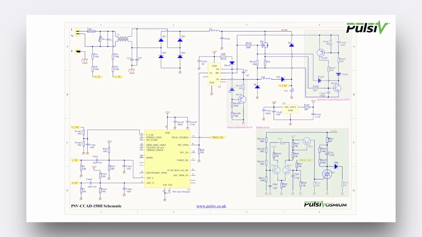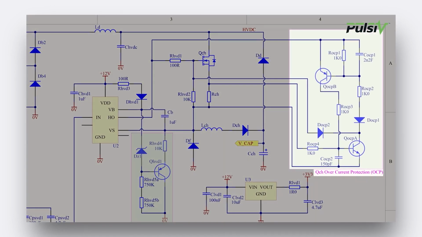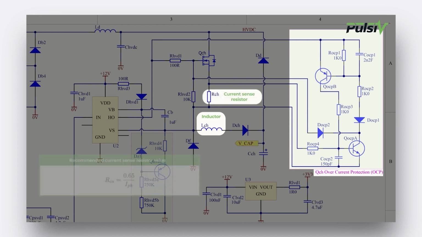In order to ensure the current in the inductor does not exceed the peak value, a hardware-based overcurrent protection circuit is included. This prevents the inductor from saturating, and the recommended current sense resistor value is given by the following equation.